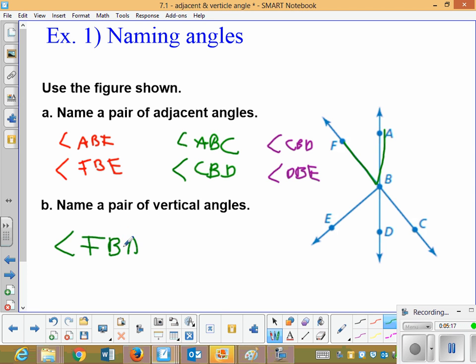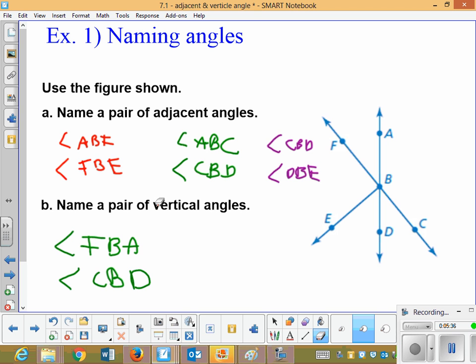FBA is vertical to CBD because they are across from each other. Are there any other angles that are across from each other? I don't see any other ones. So in this answer for vertical, we only have one.